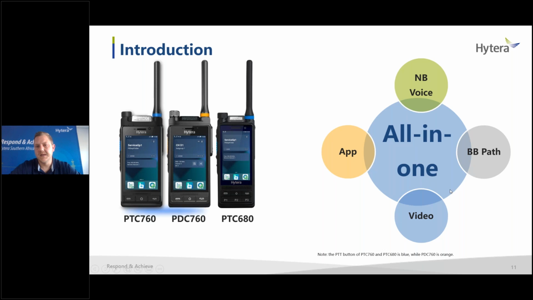So you basically have one device, an all-in-one device that has capabilities for you to be able to use the narrowband network as well as a public or LTE network, and it can also support Wi-Fi as well. It's got cameras on it, so all the functionality in a single device.